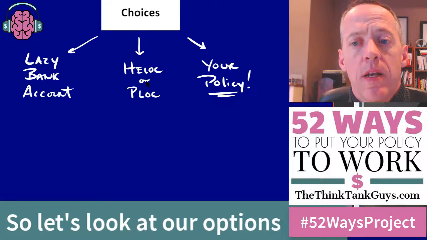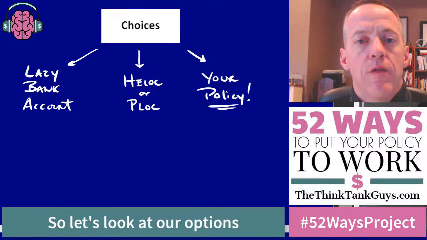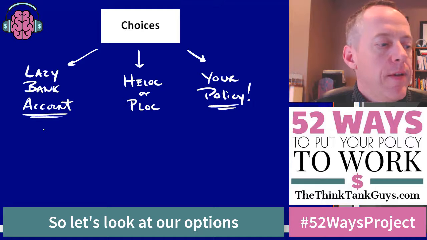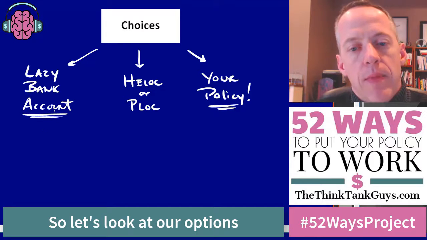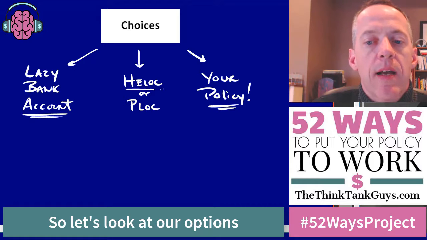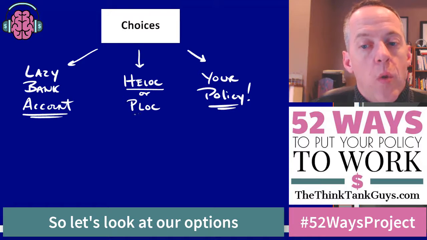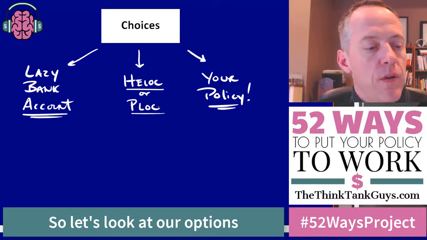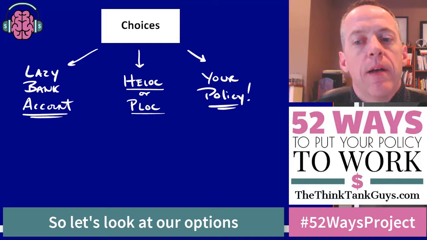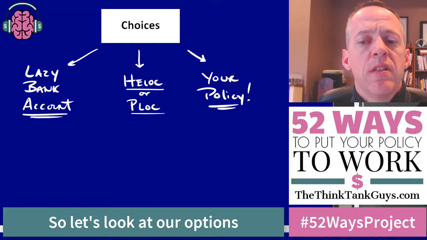But what are our choices in this space of holding our vacancy and reserve dollars? Well, we can hold them in a lazy bank account. I think you guys know by now it kind of defeats the purpose. We need some money liquid, but it doesn't all have to sit in a lazy bank account. We could use a HELOC, that's a home equity line of credit, or a PLOC, a personal line of credit. I guess you could use a business line of credit if you had business credit established. But you can use a HELOC or PLOC, and that could be advantageous.